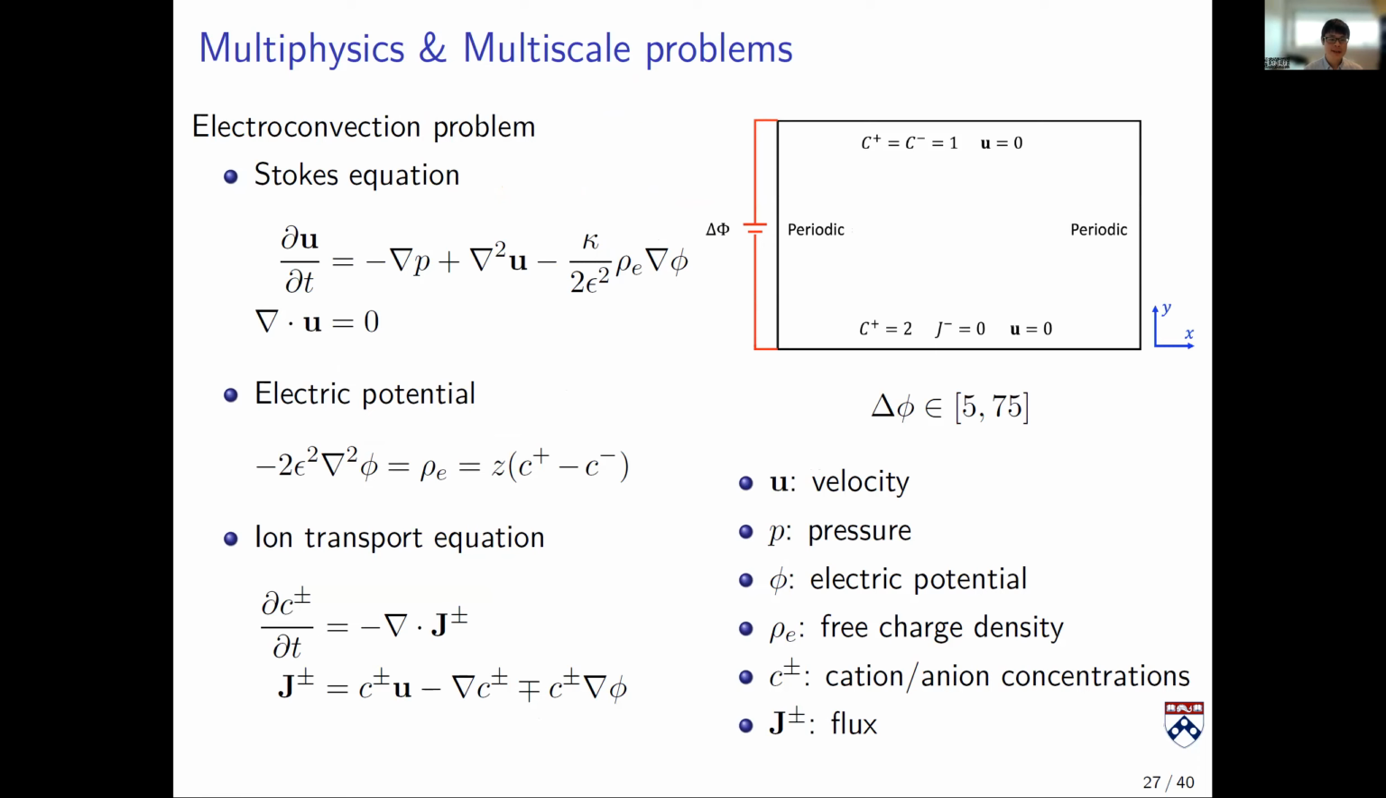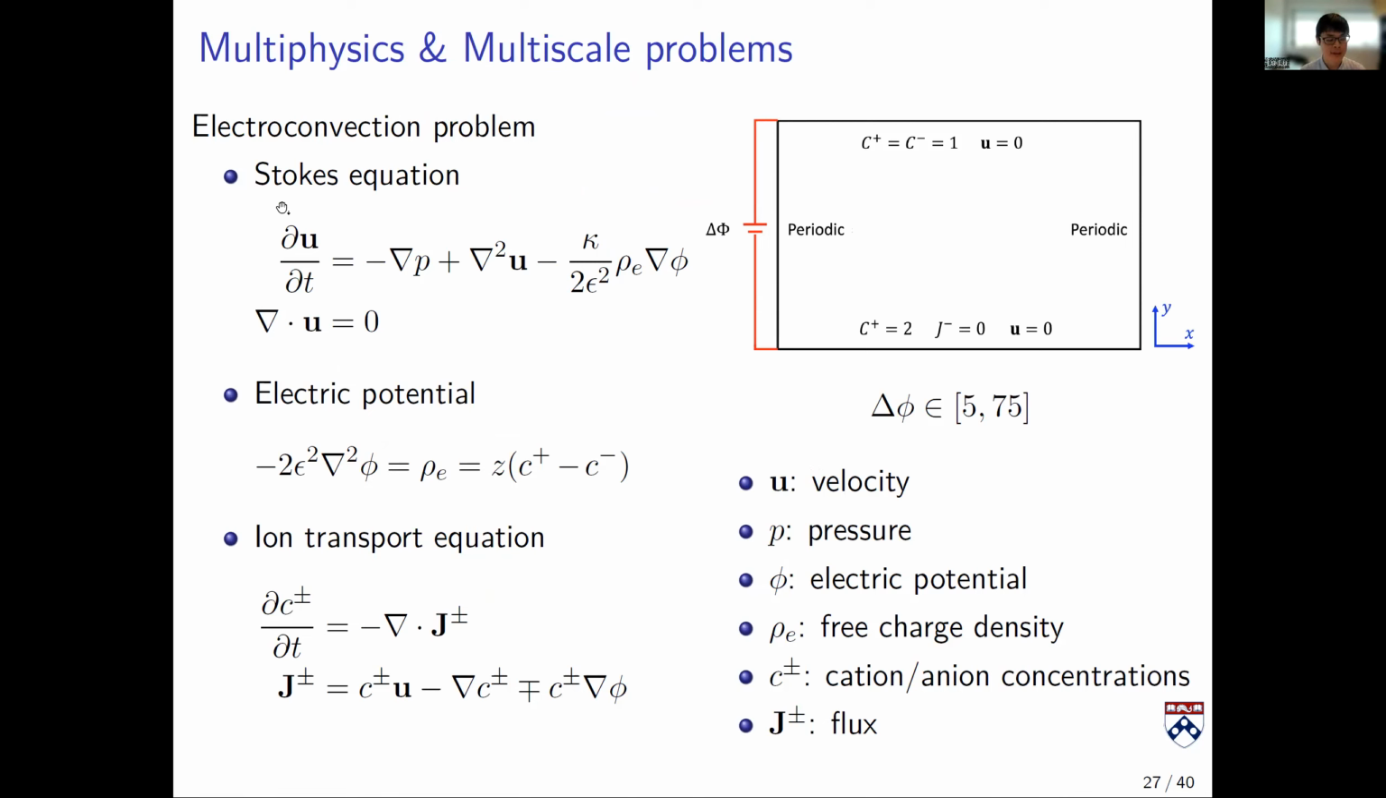So we have discussed many cases of a single input and a single output, or multiple inputs. But here, let's look at a more complicated multiphysics problem. This is an electroconvection problem. Let's consider we have a 2D space, and in this space we have some fluid flow.